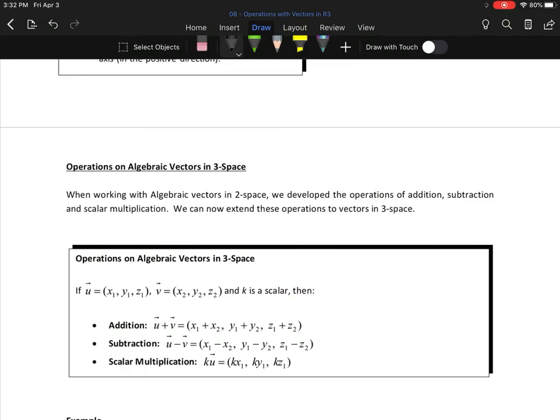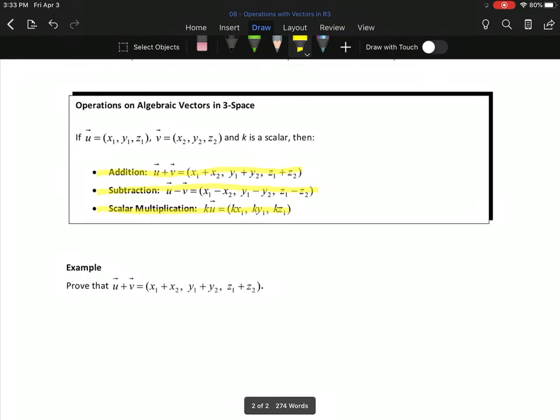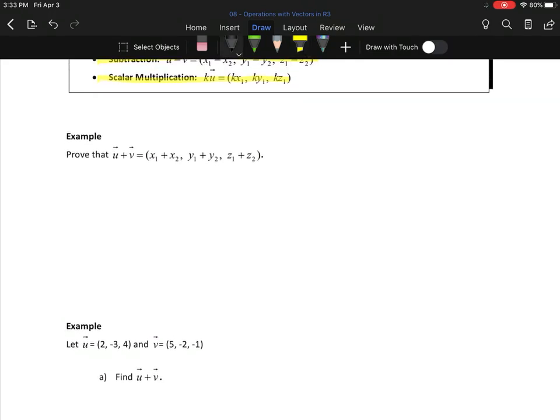Operations in 3 space. When working with algebraic vectors in 2 space, we developed the operations of addition, subtraction, and scalar multiplication. Now we extend them to 3 space. And look, it's all exactly the same. If you want to add 2 vectors, you add their x's, you add their y's, and now you add their z's. You want to subtract 2 vectors, you subtract the x's, the y's, the z's. And if you want to do scalar multiplication, you just multiply each of the x and y and z component by the k value out front.